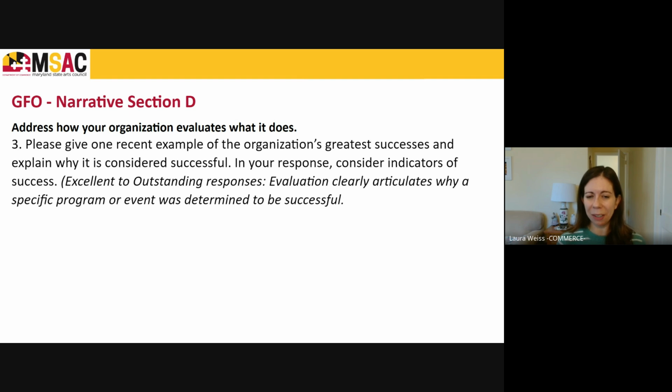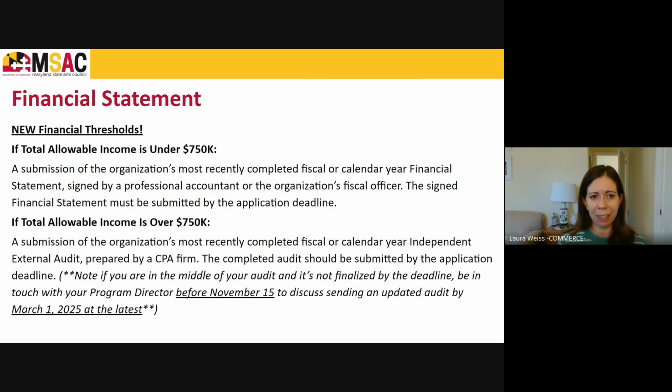We definitely encourage you to go through the application several times, take a read through it, and work with your board, your staff, and your colleagues to really consider all of these narratives. And I think that's the financial section. So I'm going to hand it over to Emily to talk about financials.